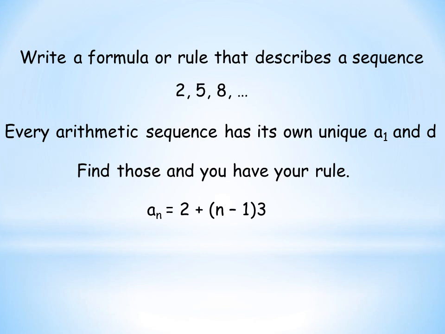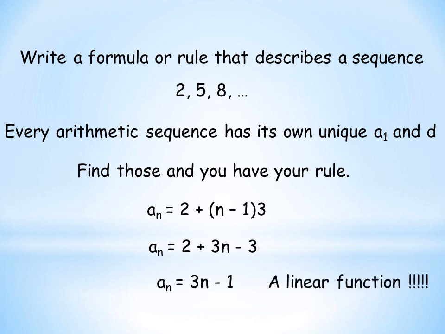All I have to do now is distribute this 3 and combine all my like terms, and I have my rule, 3n minus 1. If you were to graph this, you would figure out that this would be a linear function.